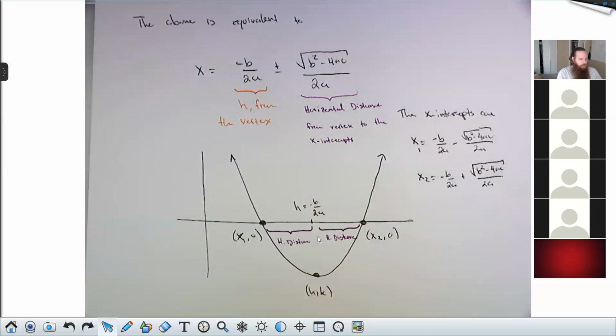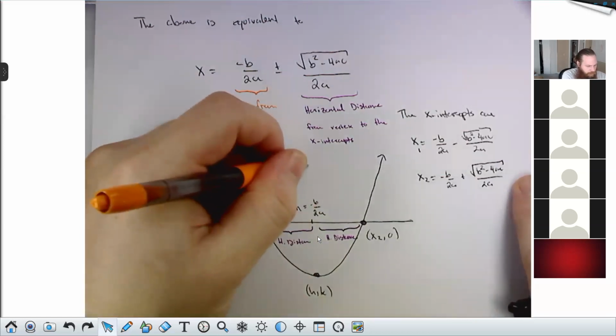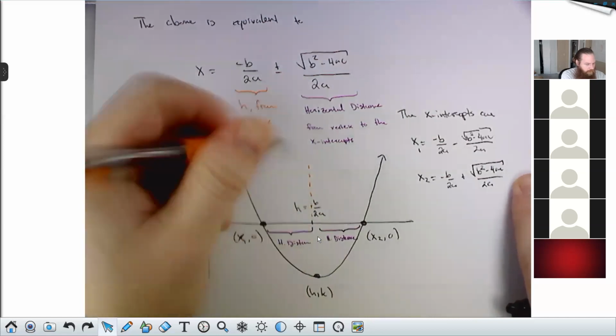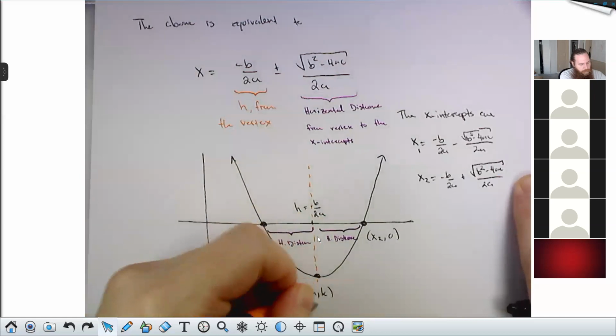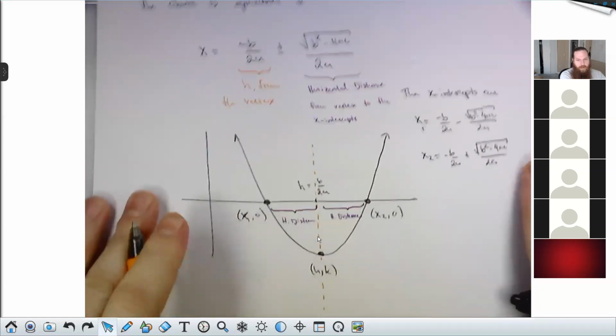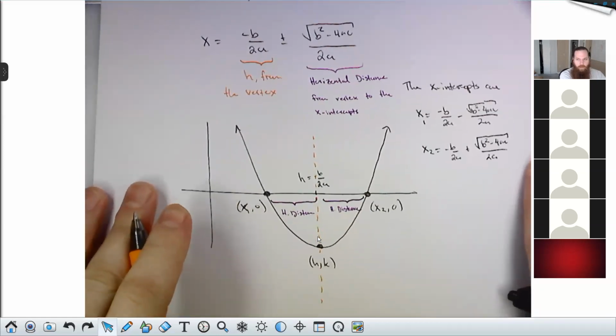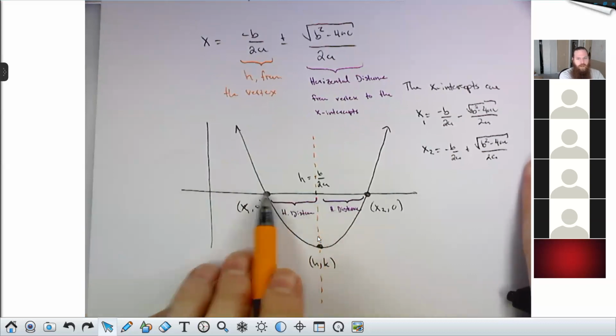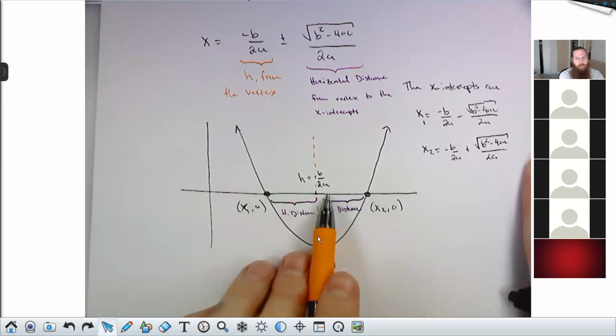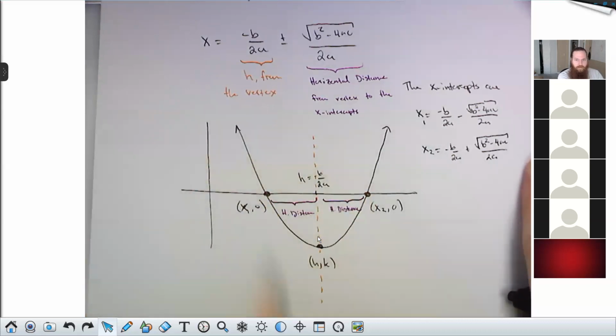So the quadratic formula is quite beautiful in this geometric interpretation. You know that these parabolas are symmetric. They have an axis of symmetry. So if you think about it, of course the roots, the x-intercepts, have to be equidistant from this center point because the graph has this symmetry.